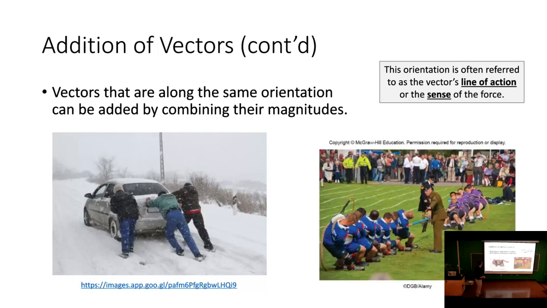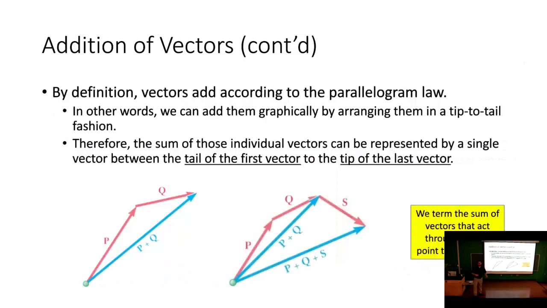What happens though, if somebody takes that and they start applying it in another direction, well then we can't just start adding vectors. So how do we add vectors generally? Okay, so by definition, we add vectors, and this is where we get into the math of the situation. We add vectors according to basically the properties of parallelograms.